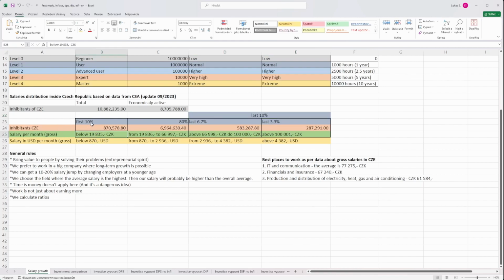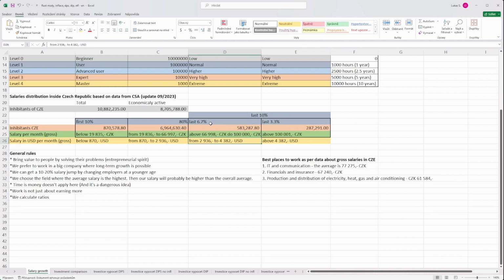So here, the first 10%, they are earning below 19,000 or approximately 20,000, which is below 870 USD. Then the 80% of people in Czech Republic are earning something between 870 USD to nearly 3,000 USD. Then these last 10%, we will divide them into last 6.7 and last 3.3, because after the last 3.3, the Czech Statistical Agency is not providing any data, so it's not possible to calculate further the distribution.